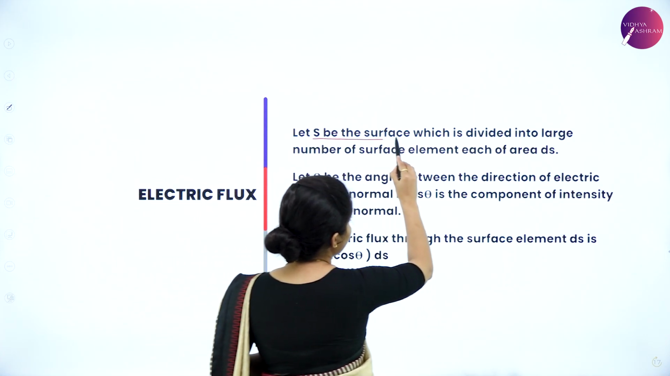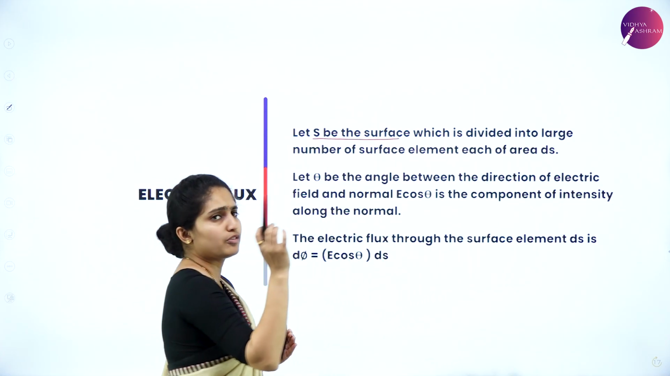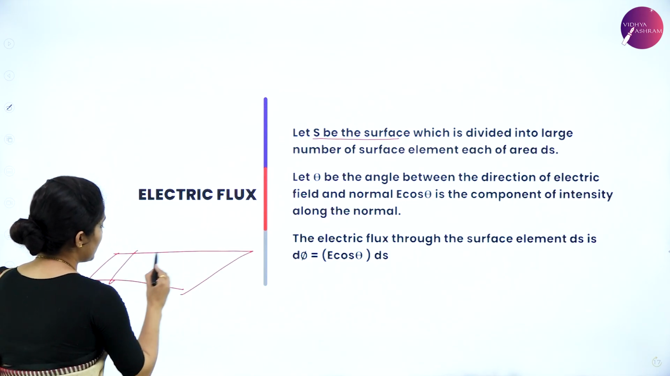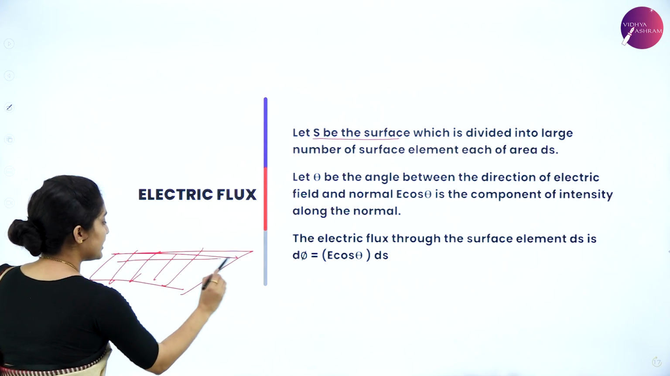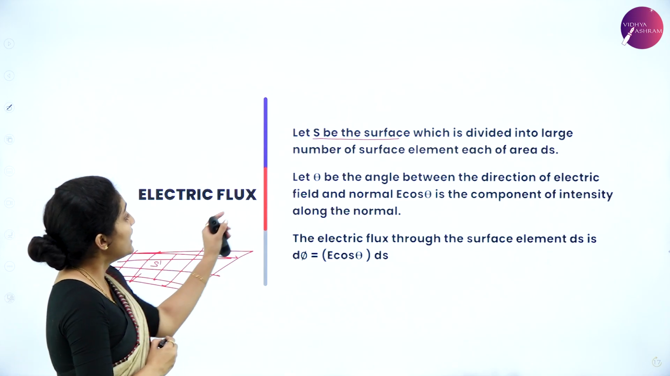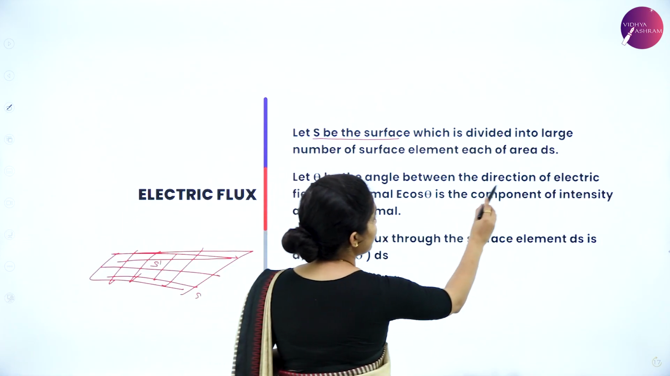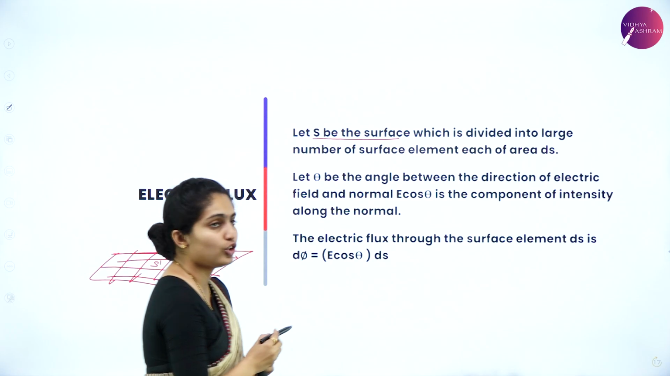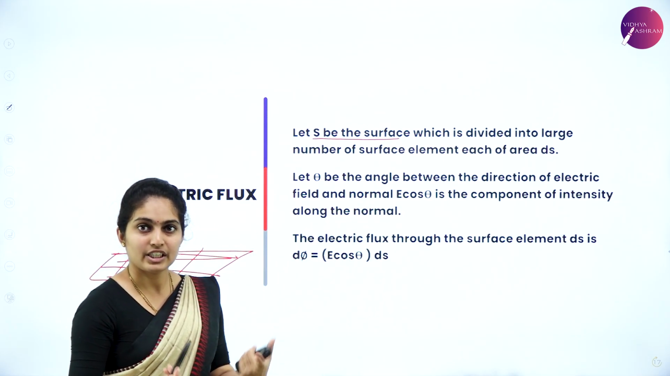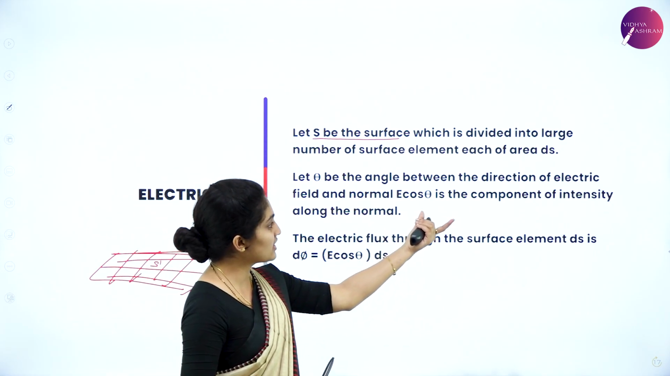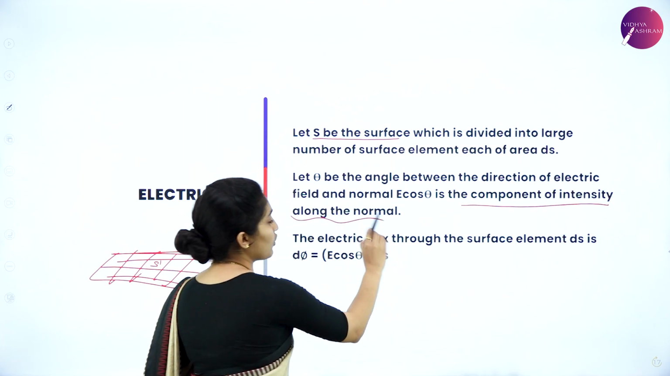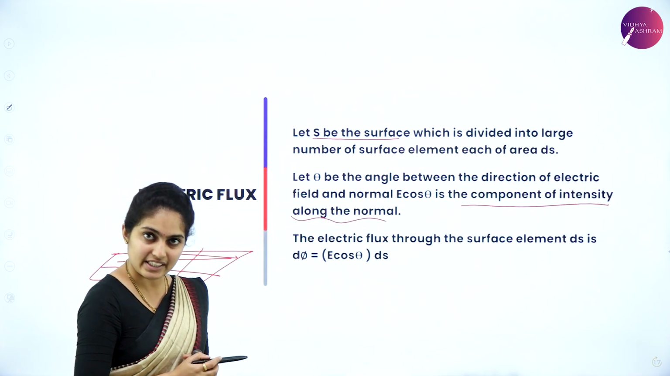If S is a surface which is divided into a large number of surface elements, like this, out of which one is S dash, and this is S. Let theta be the angle between the direction of the electric field and the normal. E cos theta is the component of intensity which is along the normal.